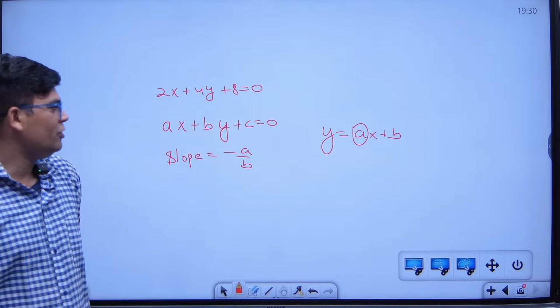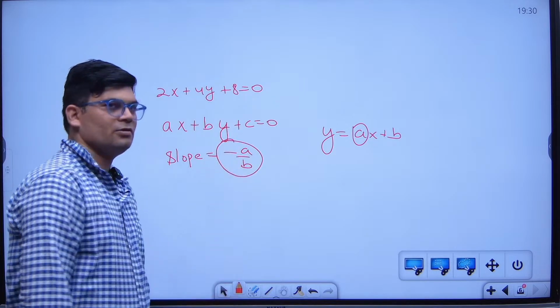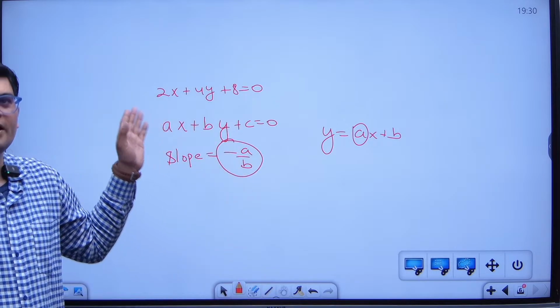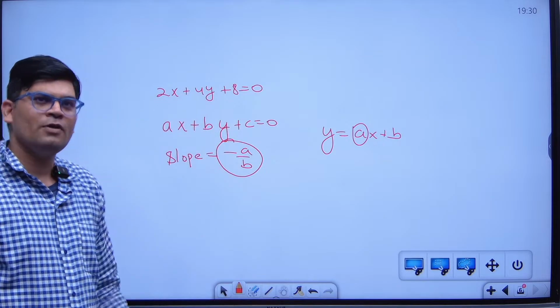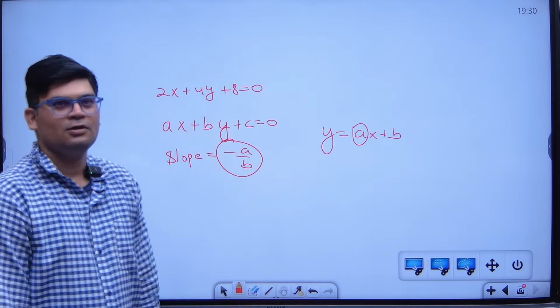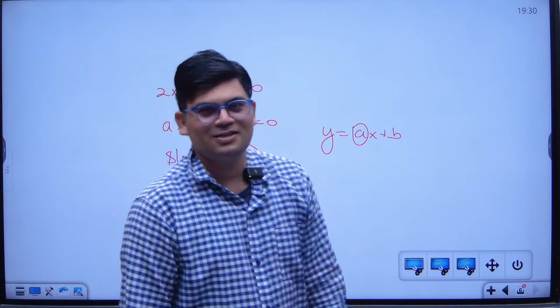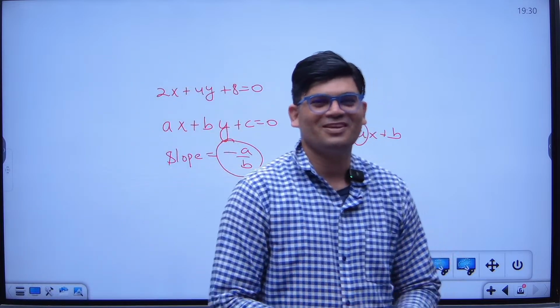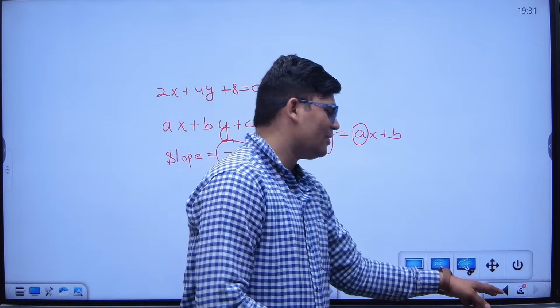Whatever way you do, if you remember this trick, you will do it more quickly. Minus coefficient of x divided by coefficient of y. You don't need to take it on the other side. In your mind, you can calculate. Hey, you are an Olympiad, tricky student. So you can learn these things from me. Okay? You don't need to calculate.